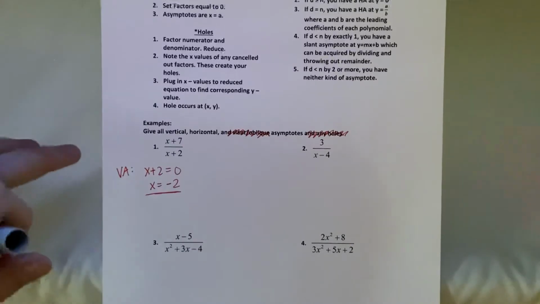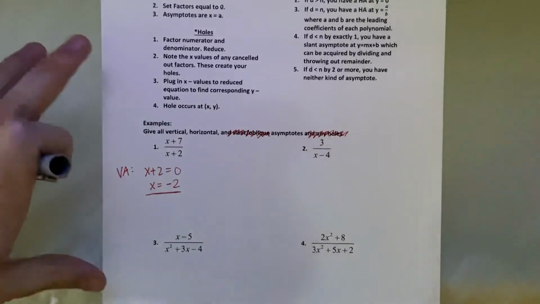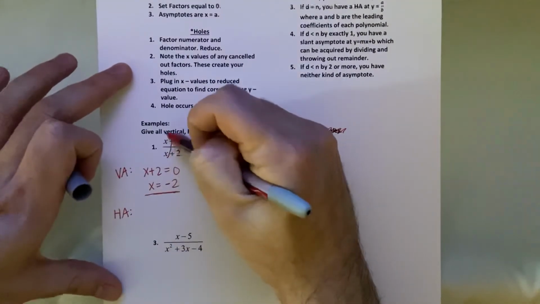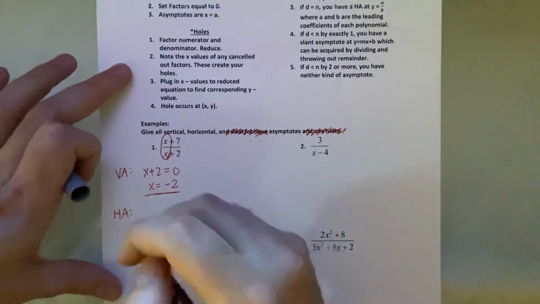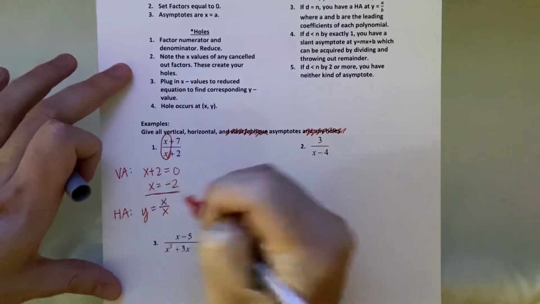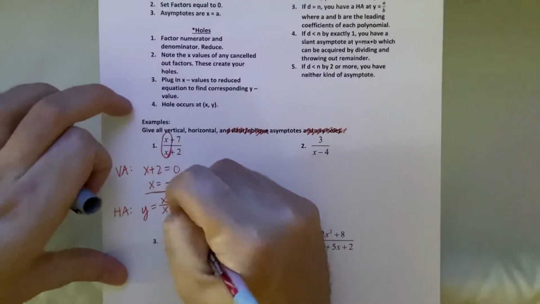It's not just -2, it's x equals -2. This is an important distinction. Horizontal asymptote: you look at the degrees of the largest powers of x. Y equals x divided by x, which is 1.